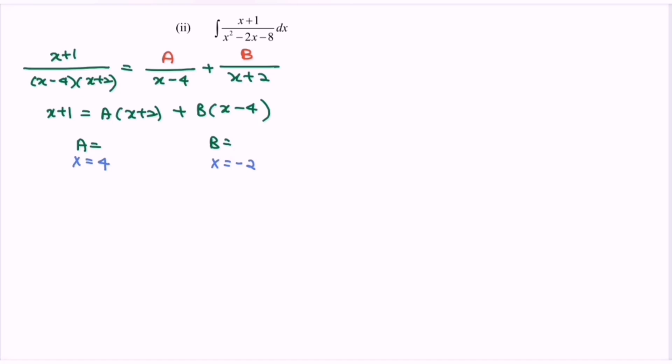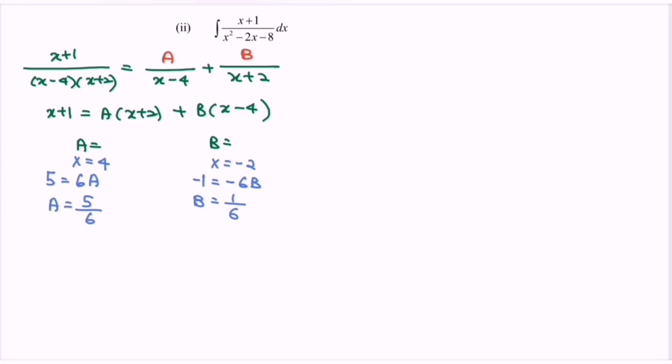By referring to the calculator, if we substitute x equals 4, we will have 5. Continue, we have 6a. So a will be equal to 5 over 6. Next, move on with the b. If we substitute x equals negative 2, we will have negative 1. Then focus on the b. Then we will have negative 6b. So b will be equal to 1 over 6.